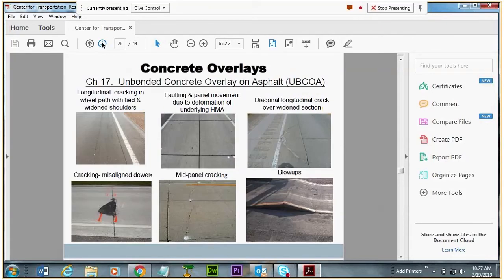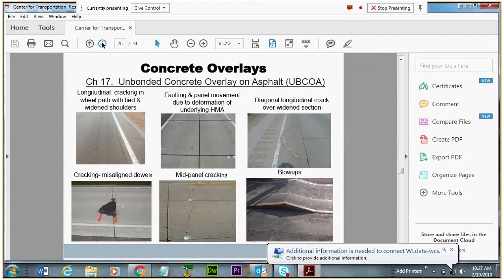Unbonded overlays over asphalt, we're seeing an awful lot of that throughout the country. We do a lot of technical assistance to states. We'll be heading out to California to be working on a large concrete overlay project out there, to help them on one of their large projects on an unbonded overlay over asphalt.